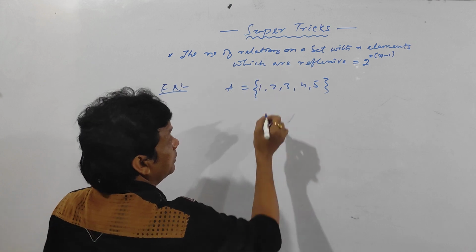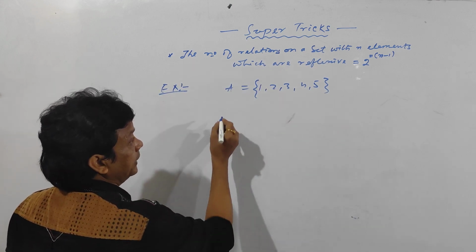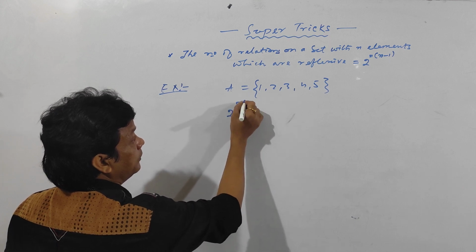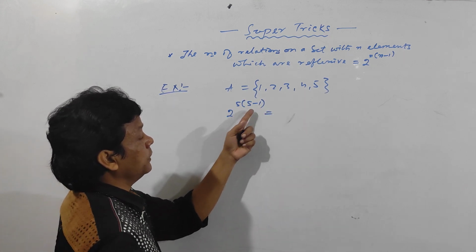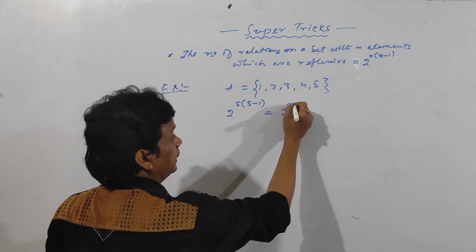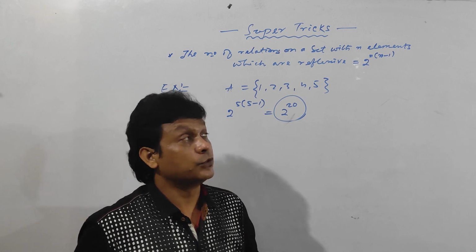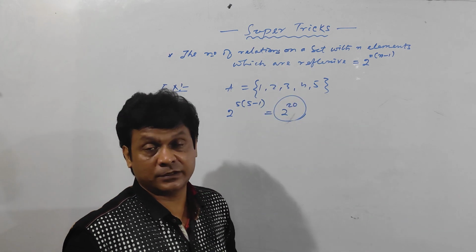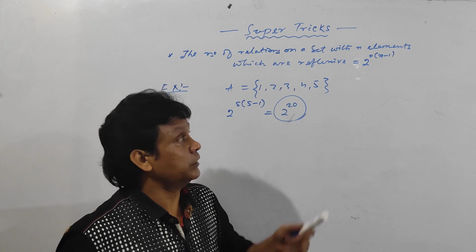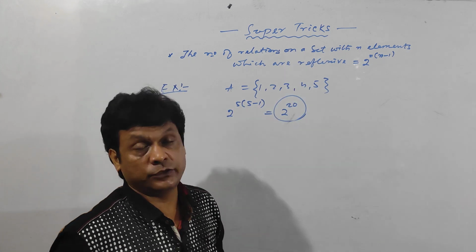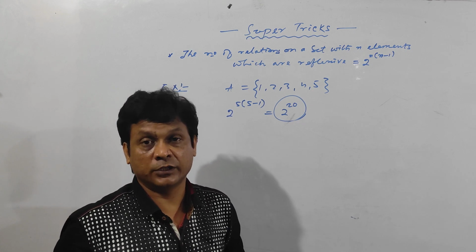So how many reflexive relations are there or can be formed on the set A? It is 2 to the power 5 into 5 minus 1. So 5 minus 1 is 4, 5 into 4 is 20, so 2 to the power 20 reflexive relations you can form. Clear? So you should remember these tricks so that you can apply them directly. Clear? These are actually theorems, and you can prove them with the help of permutations and combinations.